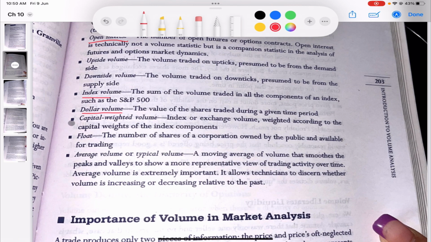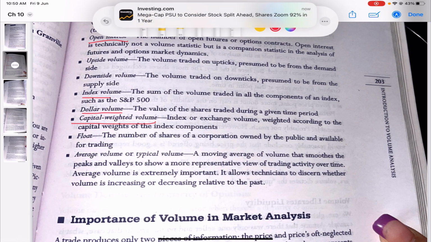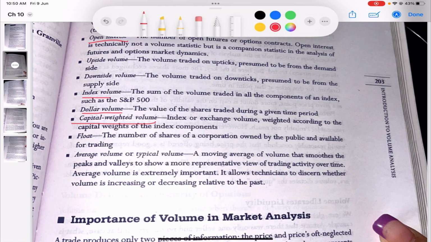What is capital weighted volume? Capital weighted volume is basically index or exchange volume weighted according to capital weights of the index components. So in capital weighted volume, what really happens is that the capital weight of the index is given. Okay. Float. Now, what is float?